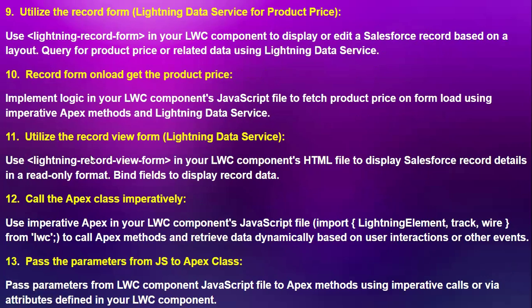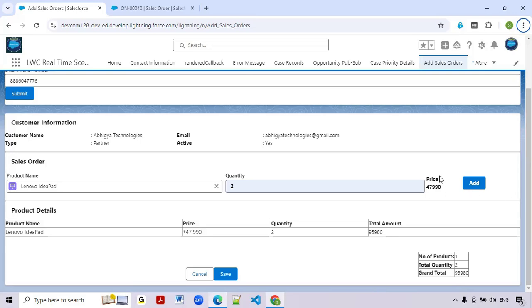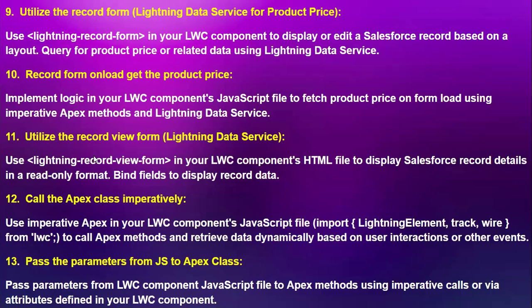Record view form we also use to display some information. If you want to display some information, the record view form is used for displaying purposes. But for fetching the price, we populate the price here, and for that purpose we are using the record form. So here we learn how to utilize the record form as well as the record view form and record edit form.